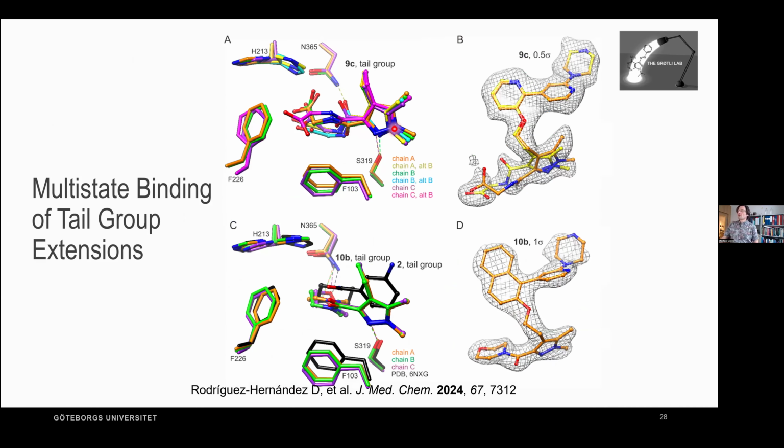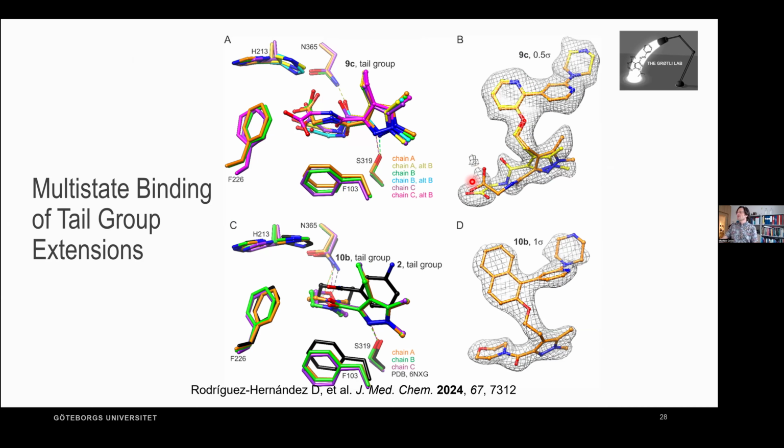Now, if you look in the upper part here, you see actually one compound, but it looks like several of them. That's because when you look at the electron density for these compounds, it can give different interpretations. It means that it's not locked in one position. There seems to be no preference really, but it can cover a certain area.